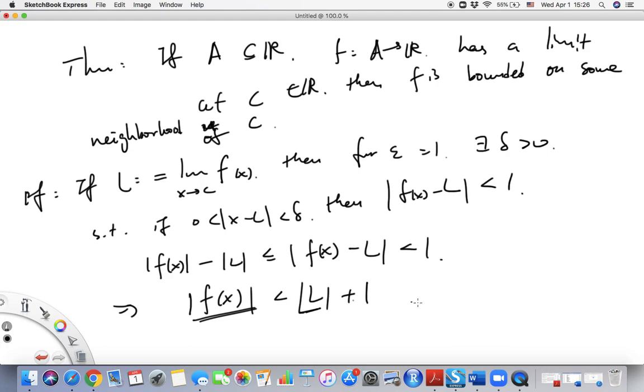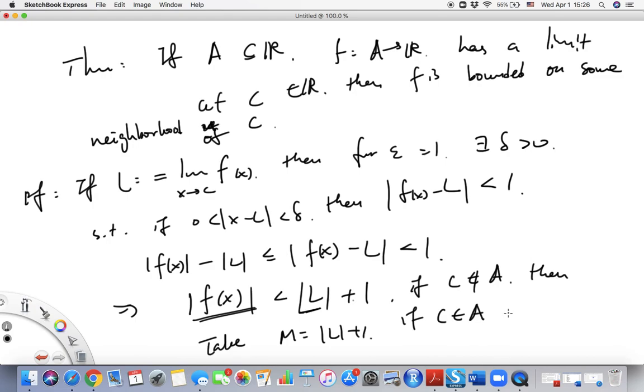All right. So what if c is not in A? Then take M to be the absolute value of L plus 1. If c is in A, then we can take M to be the supremum of the absolute value of f of c and the absolute value of L plus 1. Okay?